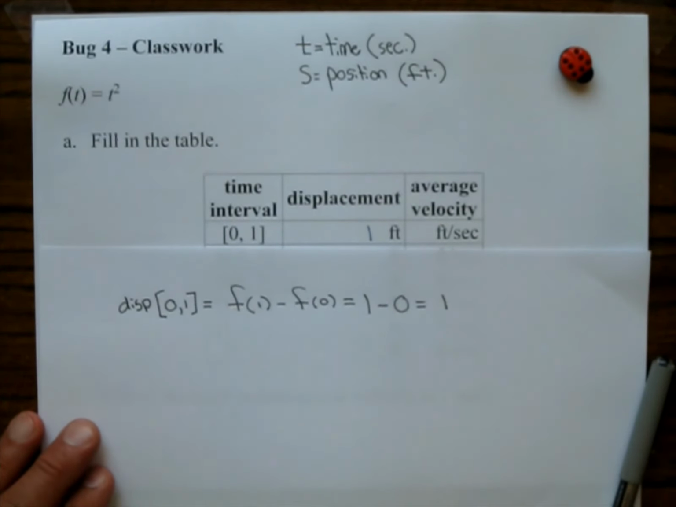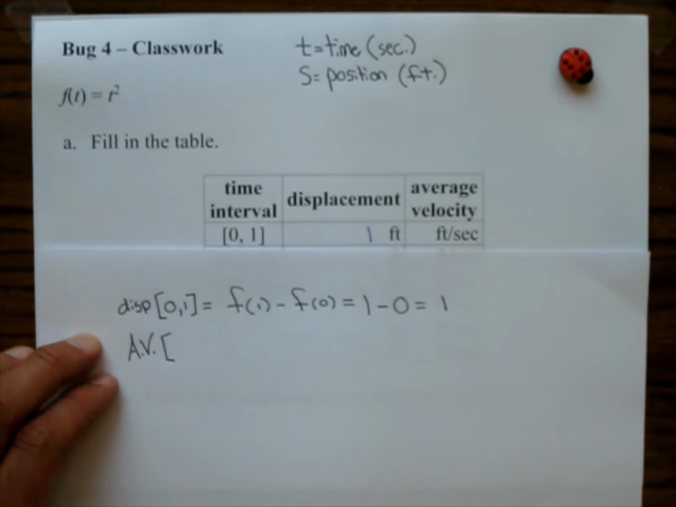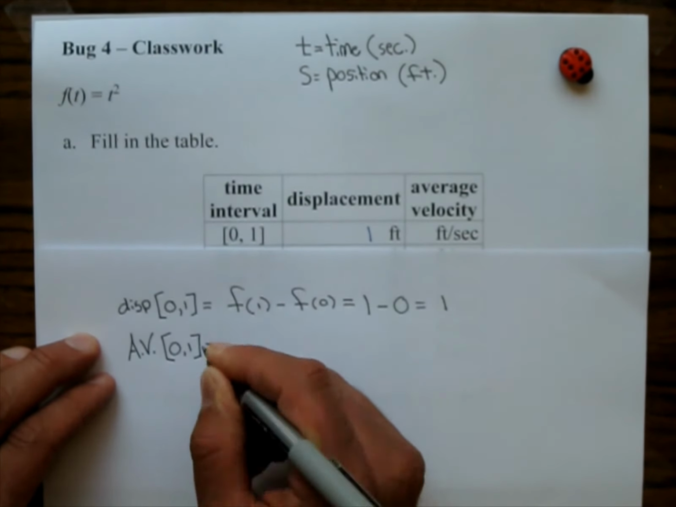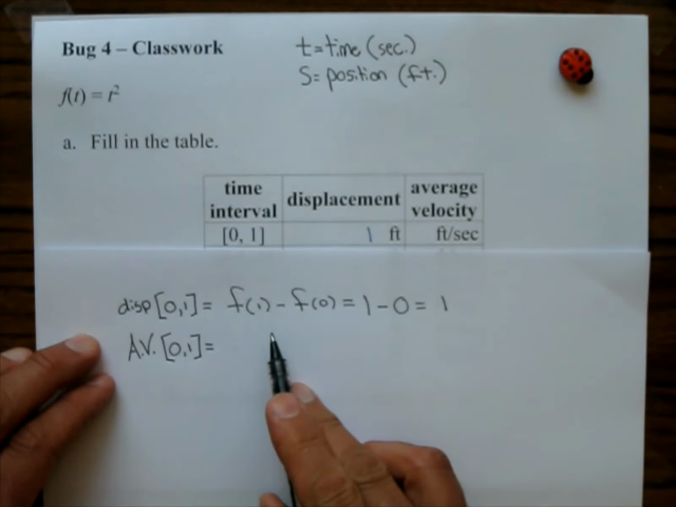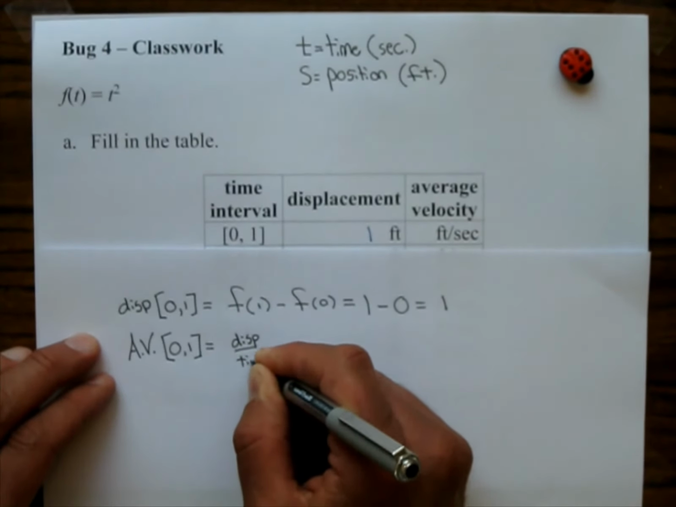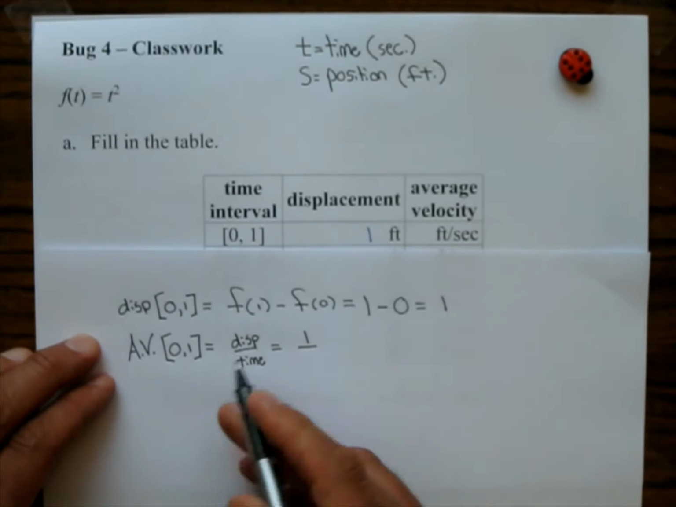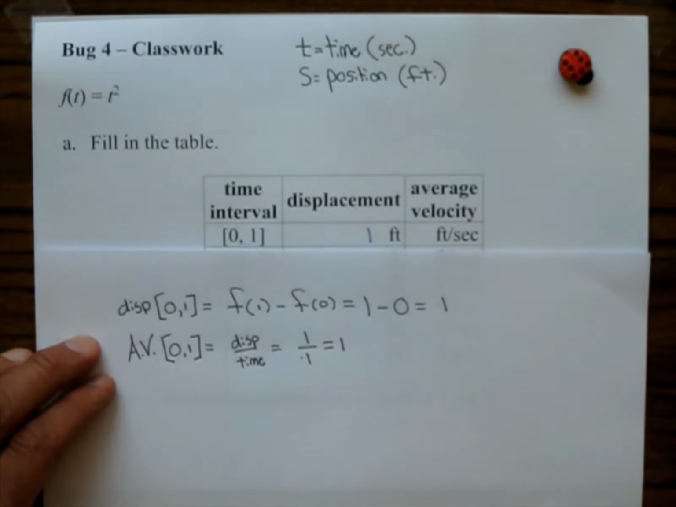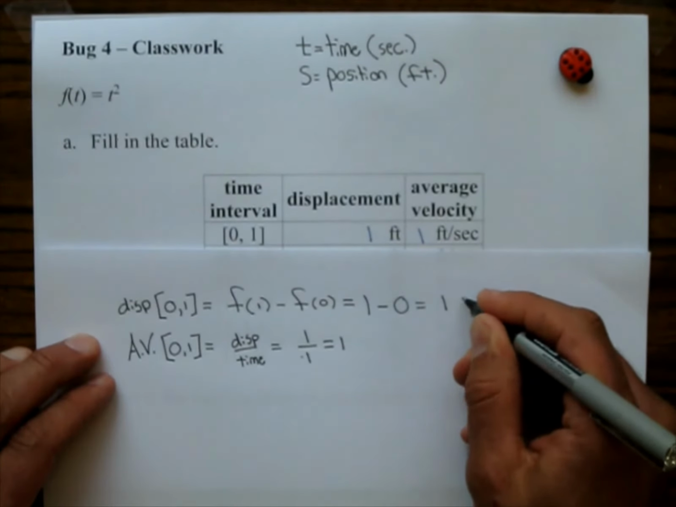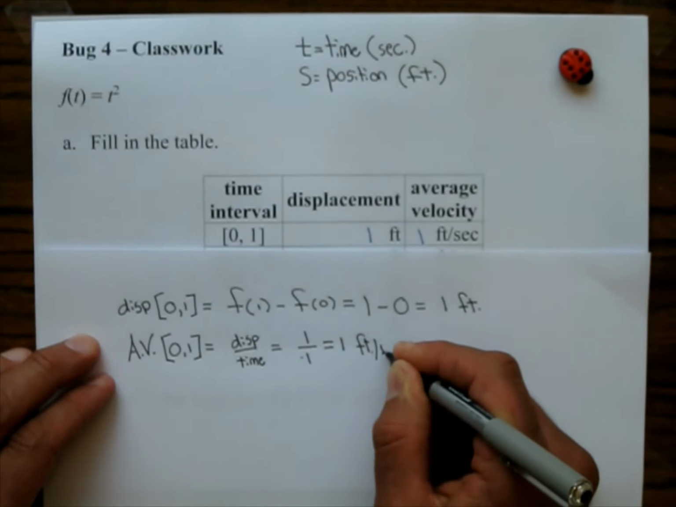Let's go ahead and find the average velocity in that time interval, from 0 to 1. That happens to be the displacement over the time. The displacement was 1 and the time is 1, so this is 1, and we'll do our units correctly here. We'll say 1 foot per second. So the displacement is measured in feet and the average velocity is feet per second.